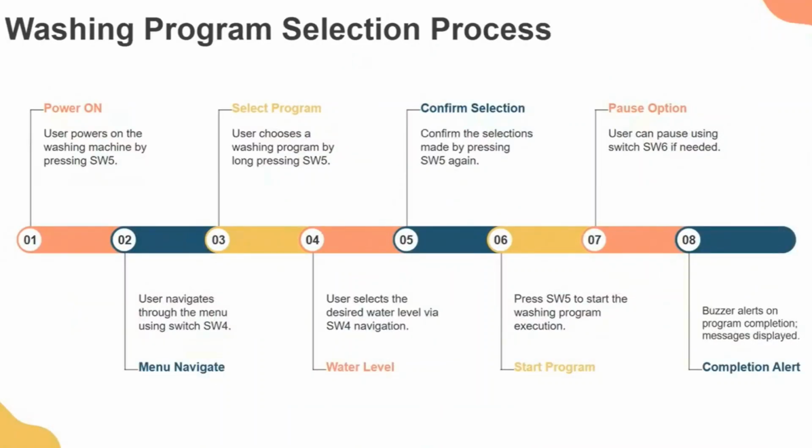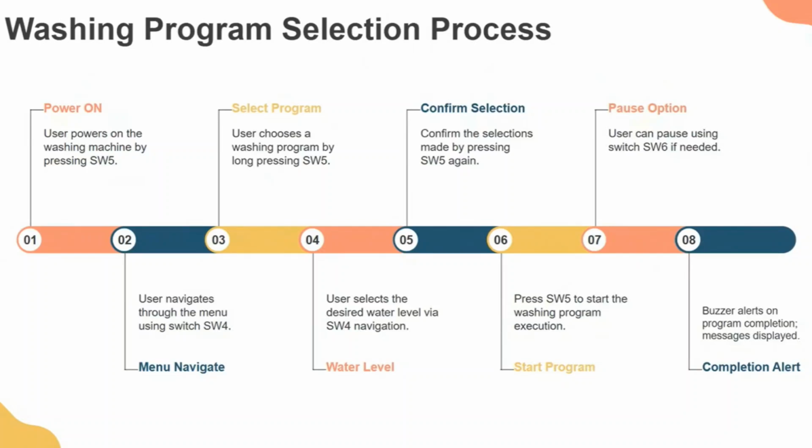Washing machine program selection process. This is the selection process. In this, we navigate the switches. What should we use? Mainly, we use only three switches: switch 5, switch 4, and switch 6. For power on, you should use switch 5. For navigating, you use switch 4.